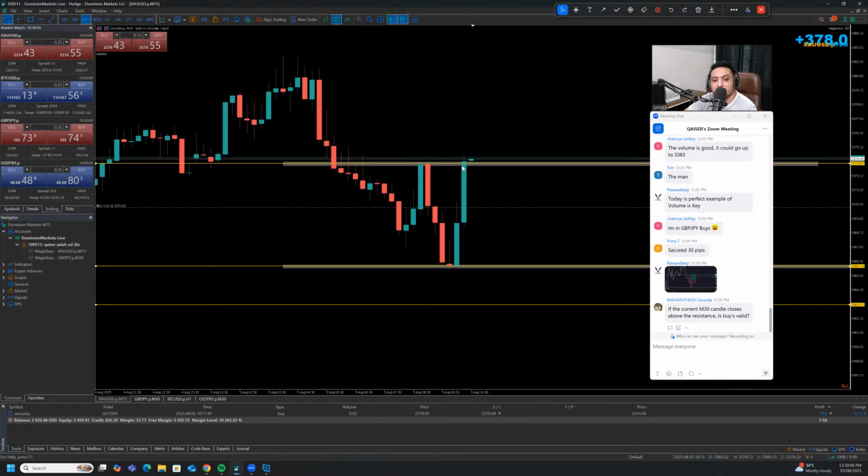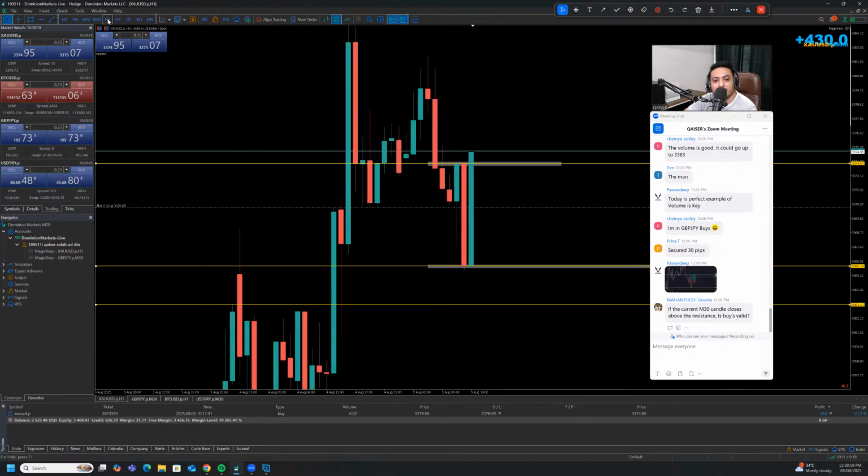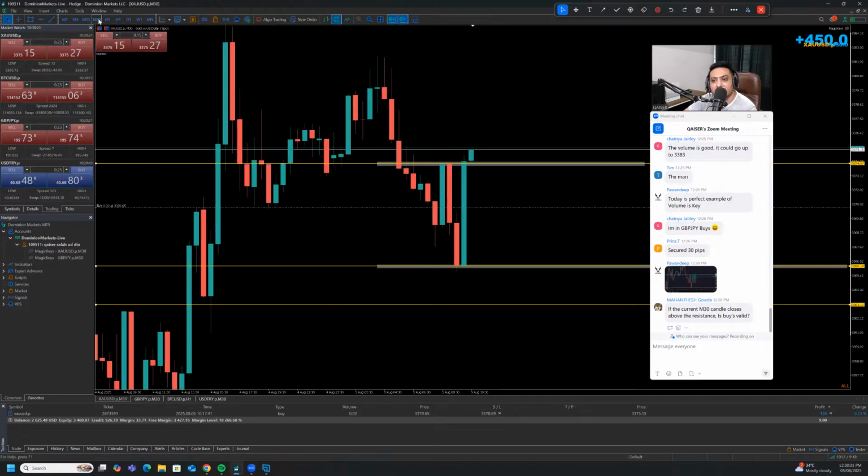So the candle closed just a little above the previous resistance area. Let me just see H1. H1 is just breaking above the high. Okay, totally makes sense. 45 pips. Wow, the runner is just running 45 pips. Very nice.